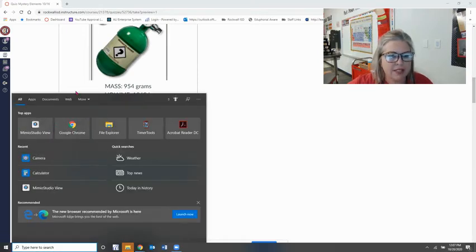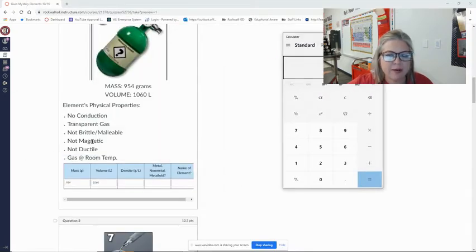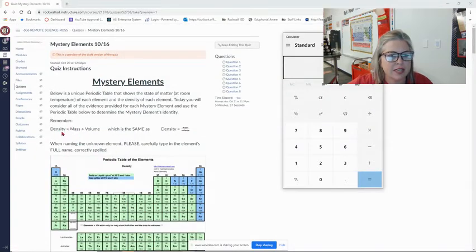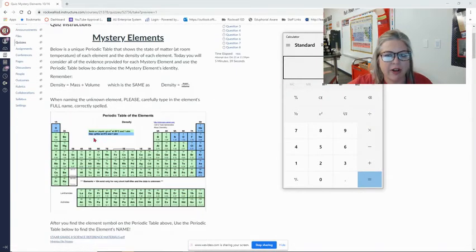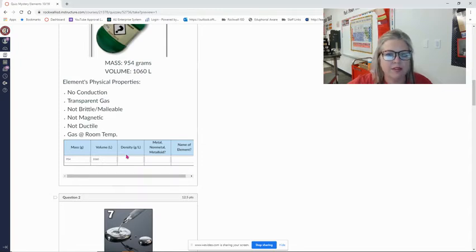To get the density, I'm going to go ahead and pull up my calculator. In science, everybody gets to use a calculator when we're doing these density problems. So I need to make sure I'm using the formula: density equals mass divided by volume. In the problem, I have my mass, 954, divided by my volume, 1060, and I hit equal. There's my density, 0.9 grams per liter.